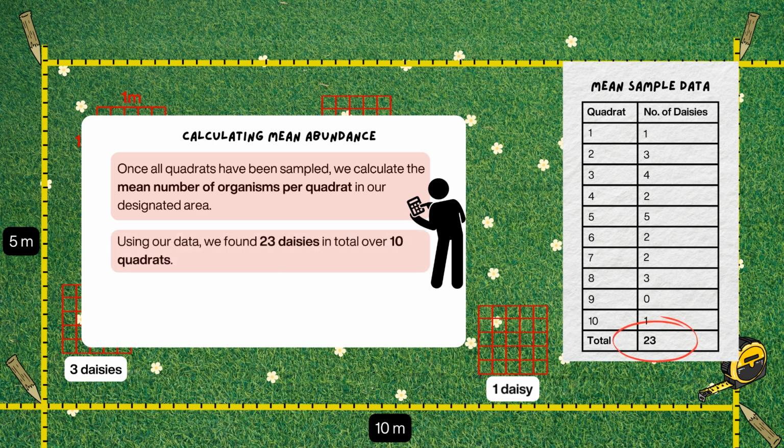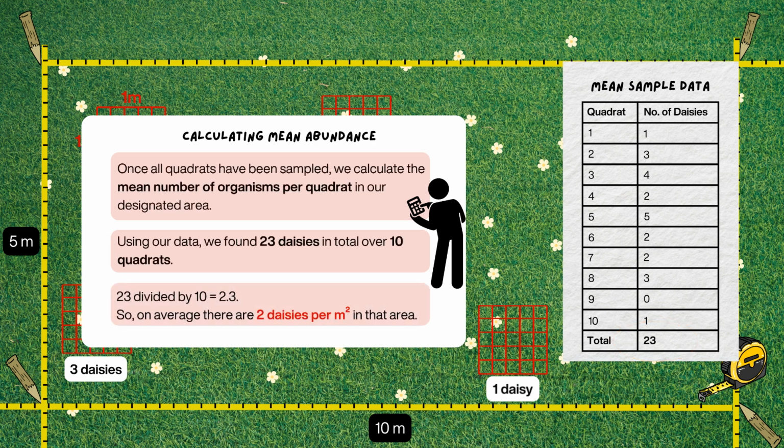Using our data, we found 23 daisies in total over 10 quadrats. 23 divided by 10 equals 2.3. So, on average, there are 2 daisies per meter squared in that area.